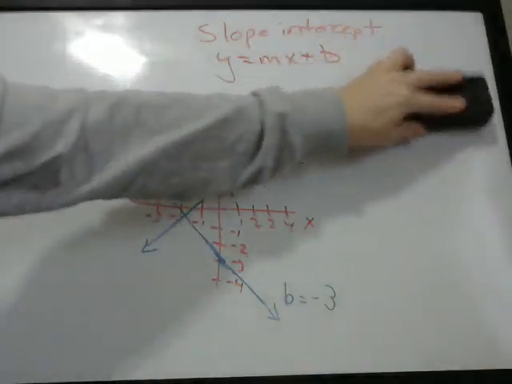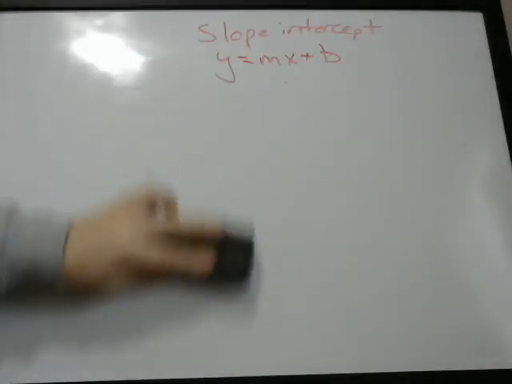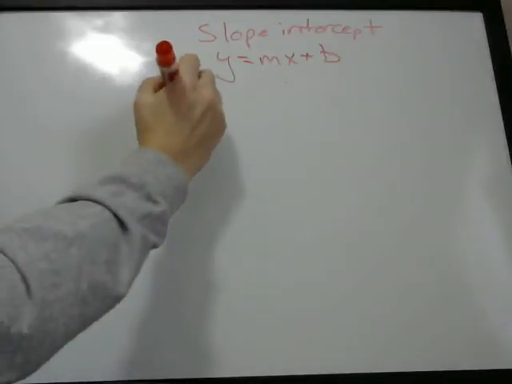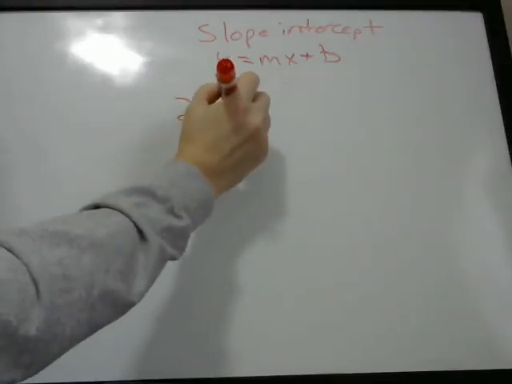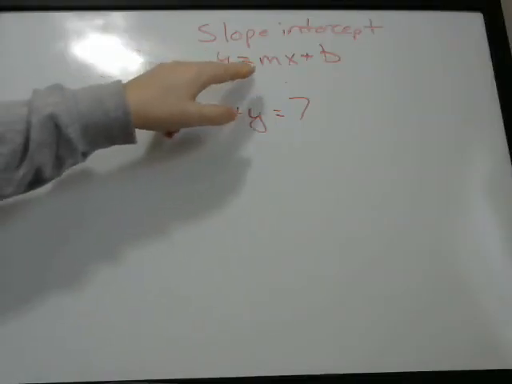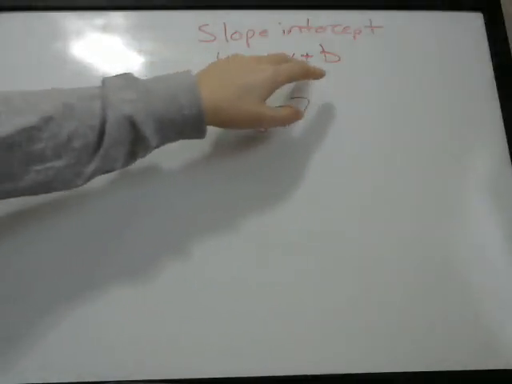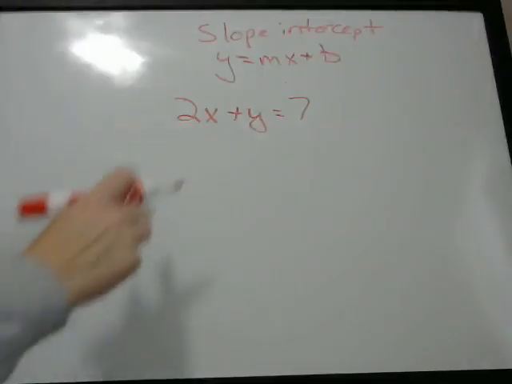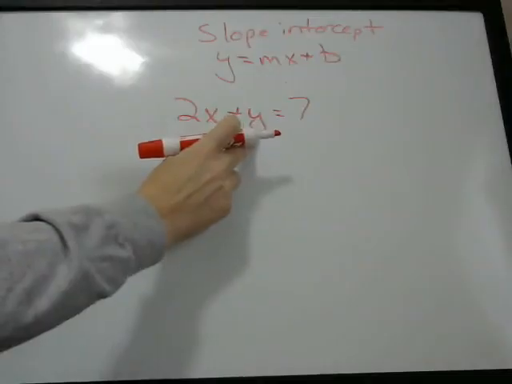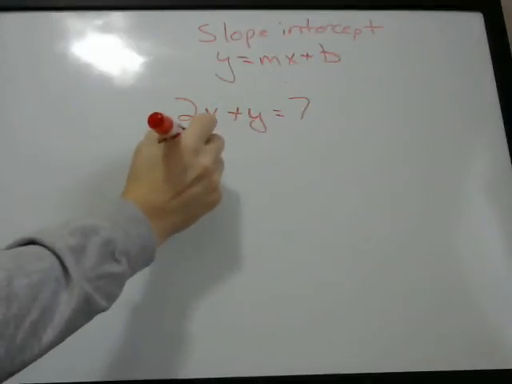So some of the types of problems you might see on the test regarding this would be if you're given an equation and they want you to put it in slope-intercept form. For example, 2x plus y equals 7. They say put this in slope-intercept form. Well, that's this form. So all we need to do is get y by itself on one side and then have something times x plus a number. So this is kind of like an algebra problem. We need to get y by itself.